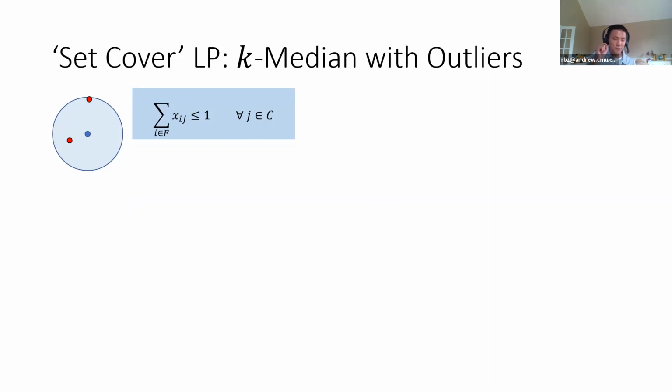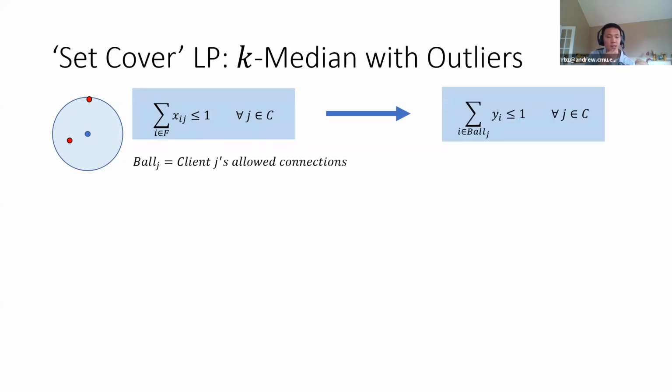And we'll just look at this one client, this one blue point. I'm going to grow a ball around that client until I see all of the facilities the LP decided to connect that client to. This is the blue ball you see, and the red dots represent the open facilities. So we'll define this ball to be ball J, which is client J's allowed connections.